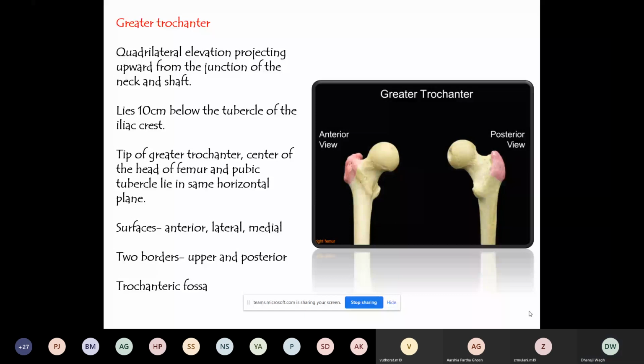Now this is called the greater trochanter. This greater trochanter is a large quadrilateral elevation which projects out from the junction of the neck and the shaft.